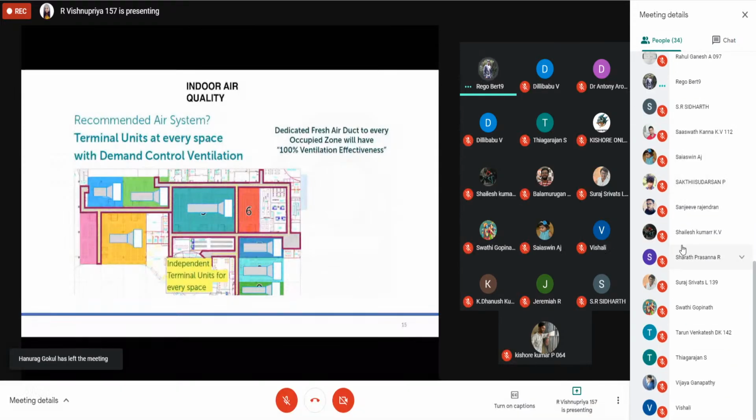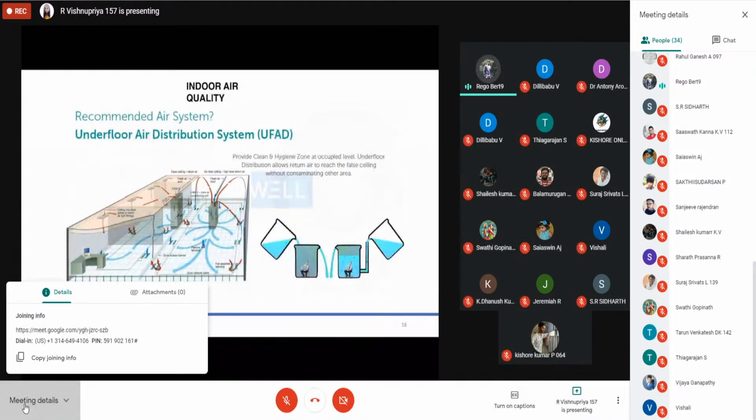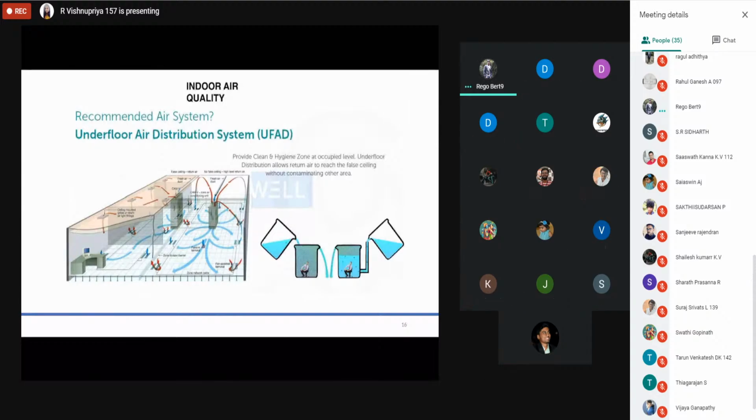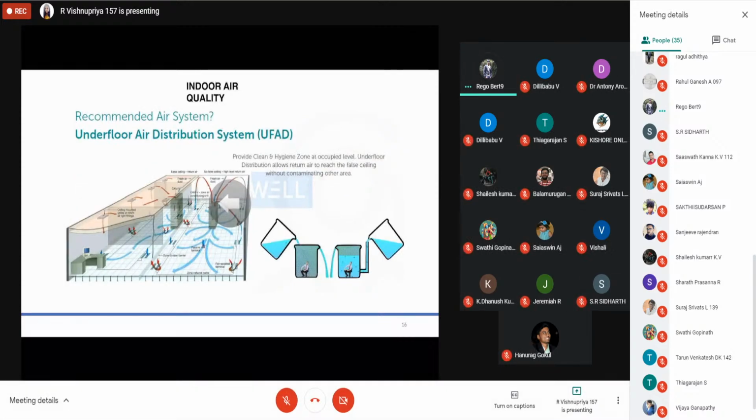Can I go to the next slide? This is going to be an underflow distribution. Underflow distribution is nothing but, can you come to the next slide? Oh, previous slide. I didn't pick those pictures. Okay, previous slide, please.